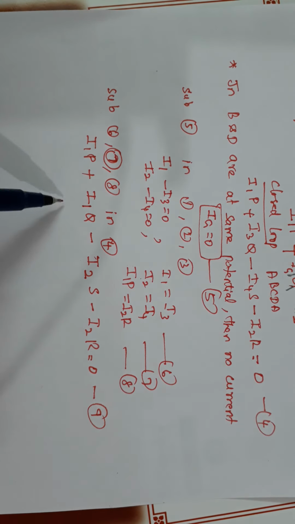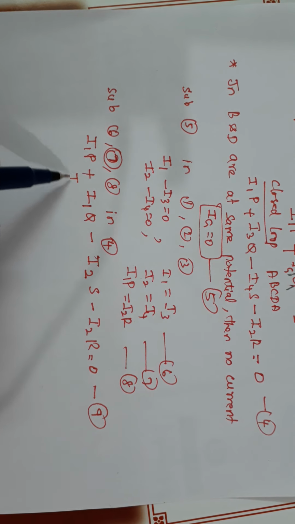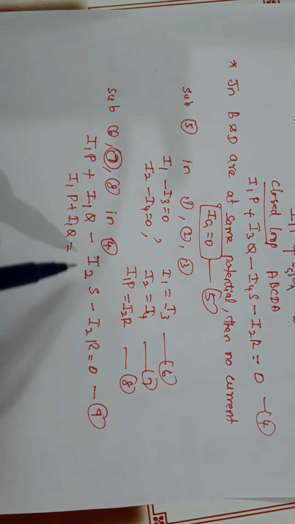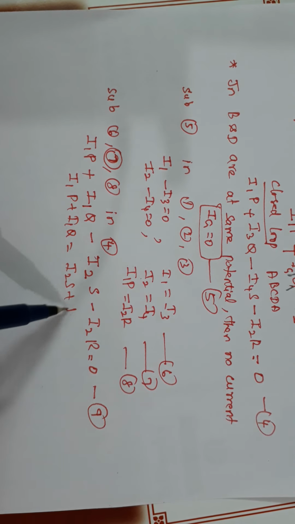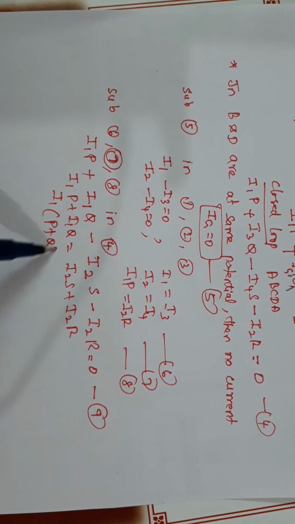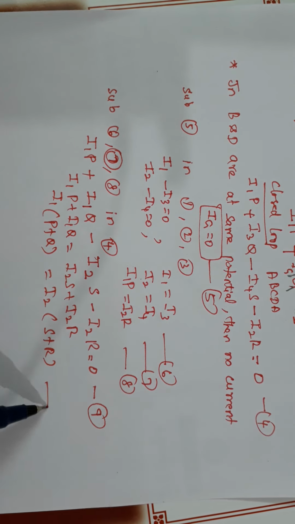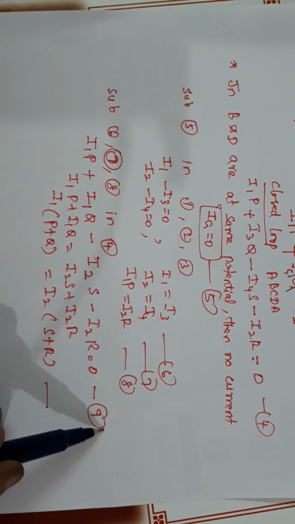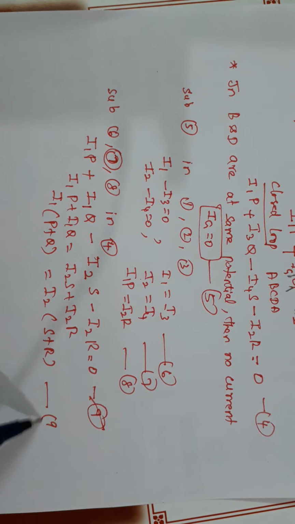Now we will rearrange this. I1P plus I1Q, take these two to the right hand side: I2S plus I2R. I1 take it commonly out, P plus Q. I2 if you take it out you will get S plus R. So let it be equation, okay, I will take this as equation 9, children.